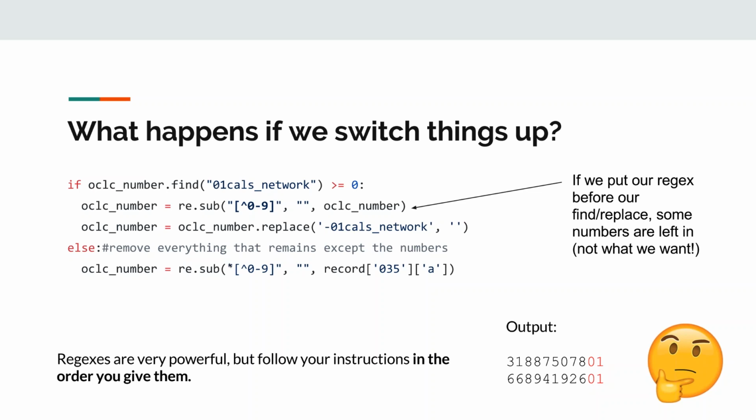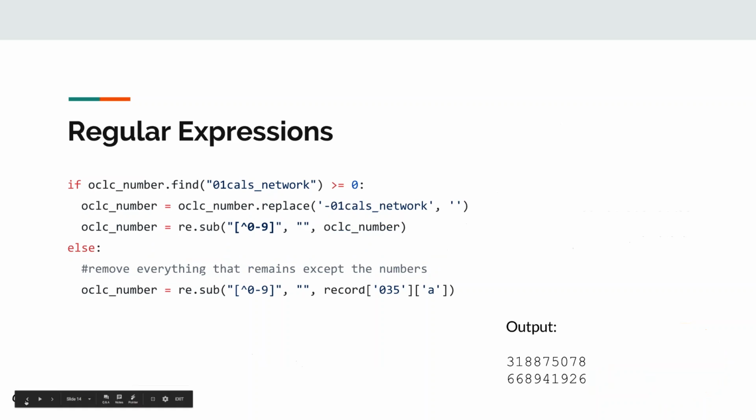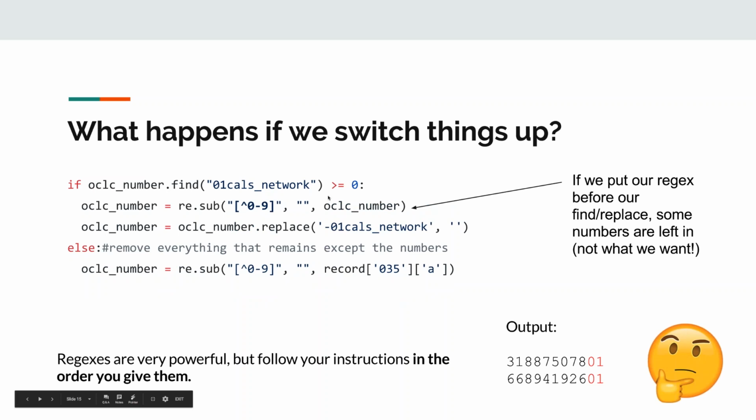So the order of things is really important in programming. What I should have done is, just like on the previous slide, replace that 01 CALS network first, get rid of it. And then what I'm left with is just the number plus maybe some other OCM or OCN prefixes or something else. If I do it in the opposite order, then my regular expression strips everything except the numbers. So I've ended up with the OCLC number and 01. And then my replace function cannot find this bit of data anymore because we removed it, and this statement had the effect of removing CALS network from it. And so we just end up with the numbers.